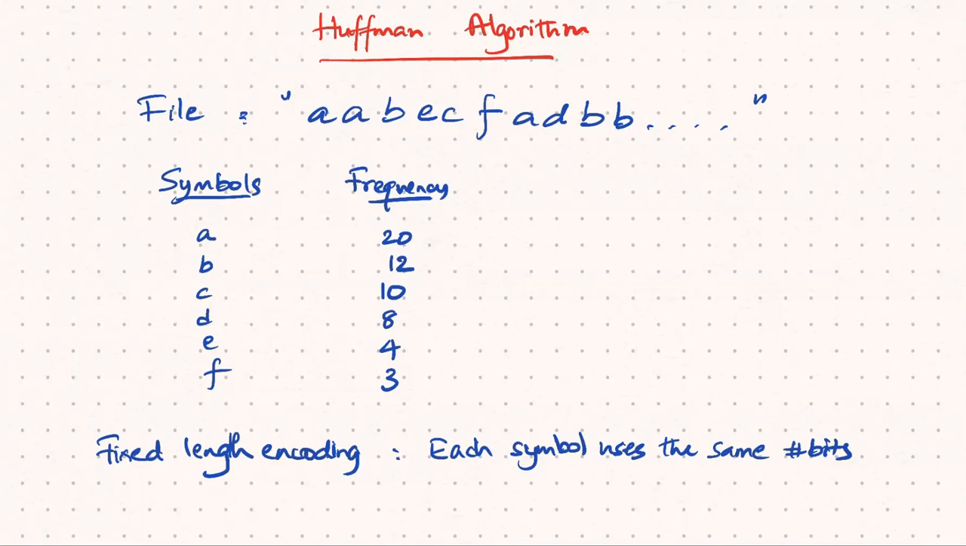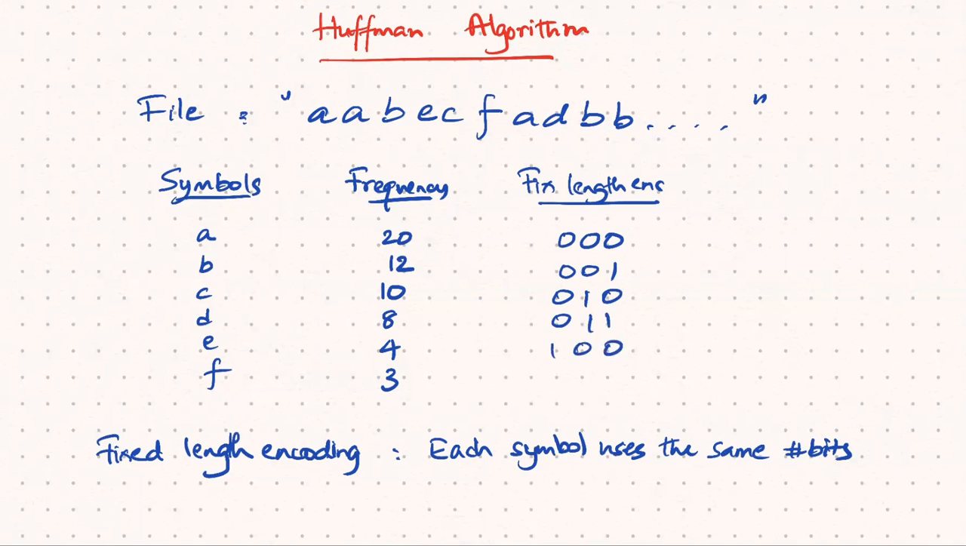So let's say our fixed length encoding here, the actual encoding doesn't matter. It's the number of bits that really matters. So let's say we encode A as 000 by these 3 bits, and then we encode B as 001, C as 010, D as 011, E as 100, and F as 101.